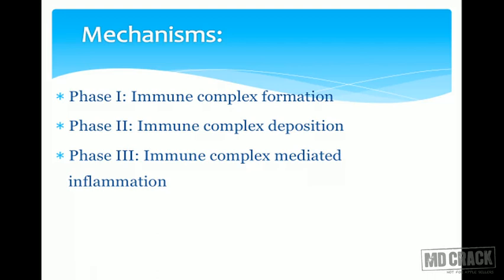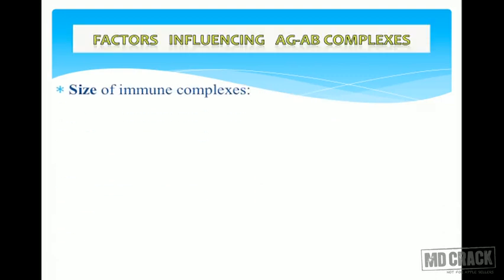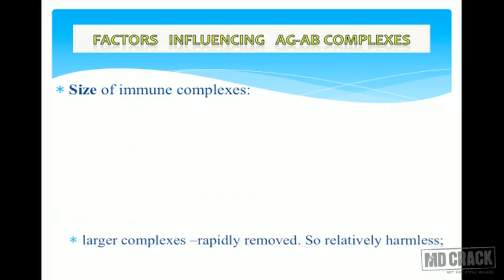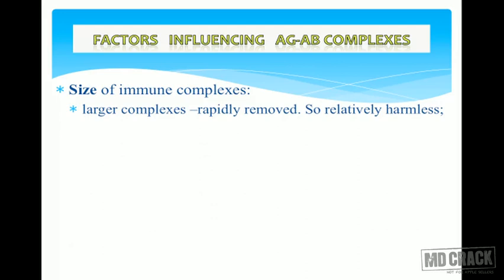The vessel will suffer from a kind of necrosis, what we call fibrinoid necrosis. We see the details about this in the chapter on SLE. Various factors will influence this antigen antibody complex deposition. The size of immune complexes is very important. Large complexes are easily recognized, and that's why they are rapidly removed and are relatively harmless.